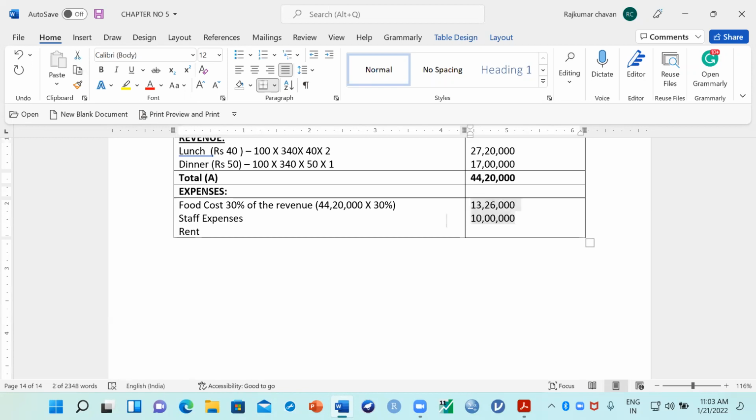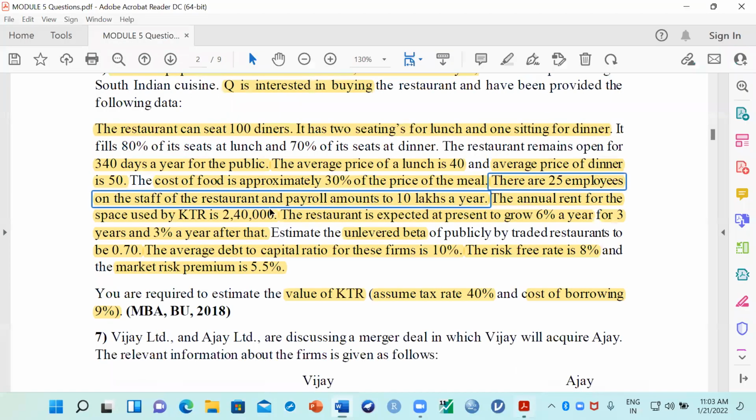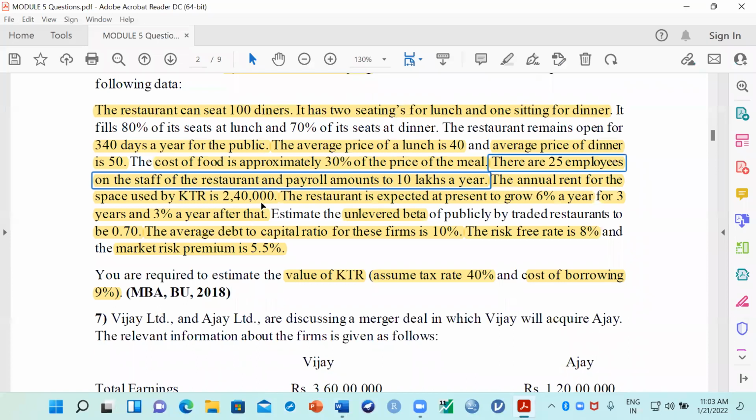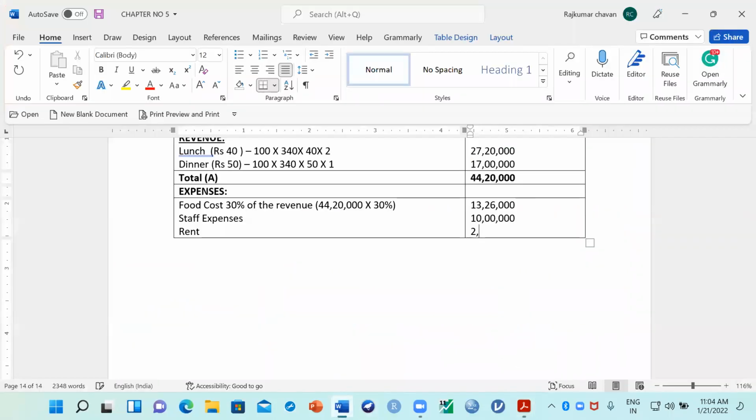Next one, apart from this, what are the other expenses they are incurring? They have something called rent, right? Can you see in the question they have given rent? So what is the rent they are paying every year? What is the total rent? It is 2,40,000 rupees. So now just take the total of expenses. What are the expenses they are incurring? Can you put your answer in the chat box?